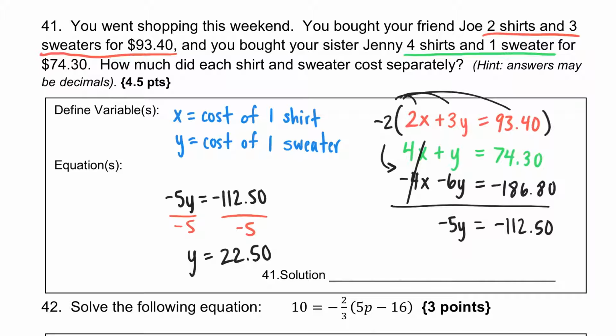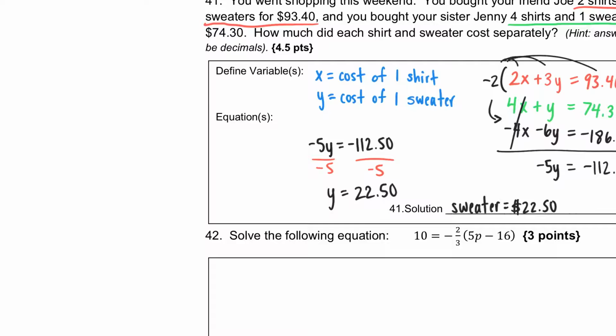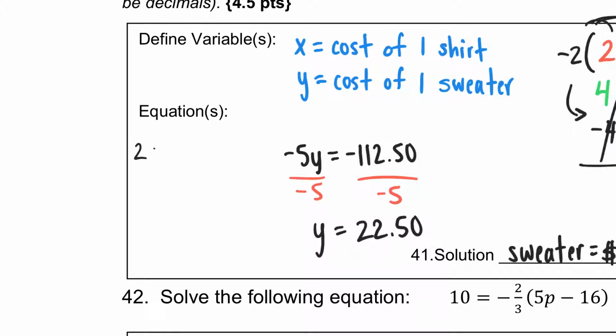So, all right, what is that saying? A sweater is $22.50. Well, now we just need to figure out how much a shirt would cost. So let's take our original equation, 2x plus 3y is equal to 93.40. We now know that y is 22.50, so we're going to do 2x plus 3 times 22.50, and that's equal to 93.40.